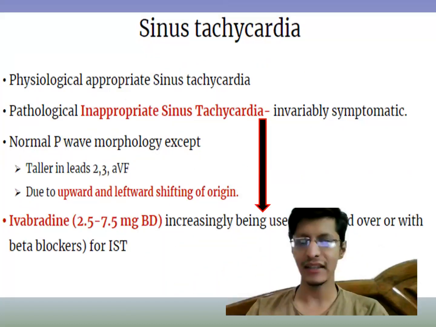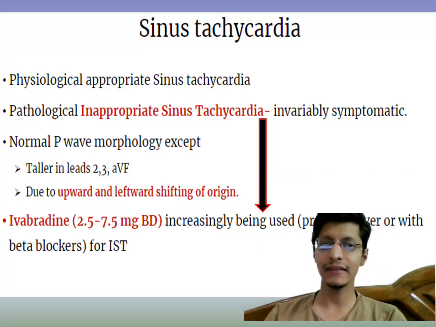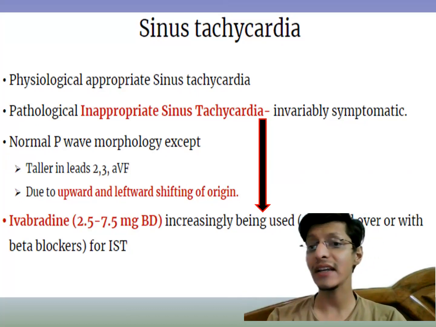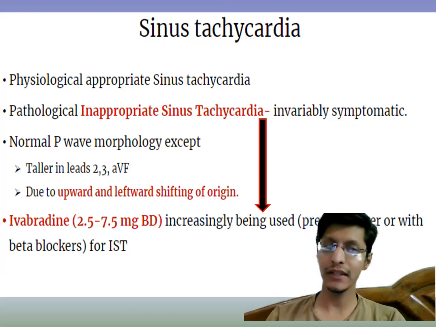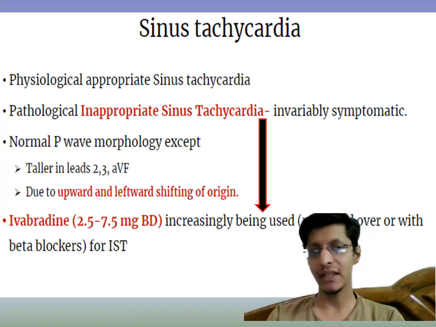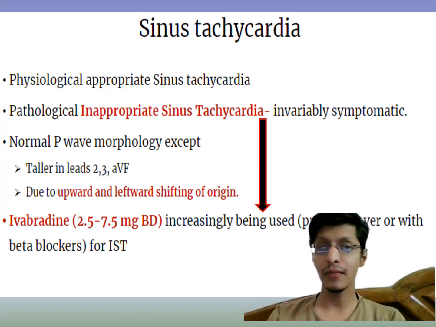So what is sinus tachycardia? There is physiologically appropriate sinus tachycardia, and then we have pathological inappropriate tachycardia. For the pathological inappropriate tachycardia, we give ivabradine 2.5 to 7.5 mg BD, which is used these days. They are better than beta blockers. The P wave morphology is normal, except that the waves are tall in leads 2, 3, and AVF, due to an upward and leftward shift of the origin.